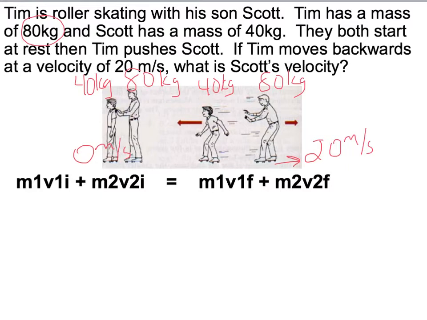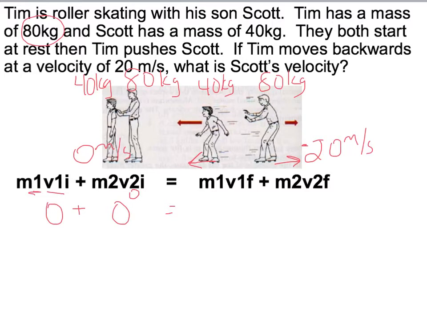Well, if this is backwards at 20 meters per second, we're going to have to set some positives and negatives here. So, let's set Tim's velocity backwards at 20 meters per second. And we know that Scott is going to move the other way. And we're all set. And this looks pretty complicated, but it's actually not too bad. So, Scott's mass is 40 kilograms, but his initial velocity is 0. So his initial momentum is 0. Tim's initial velocity is 0, so that makes his initial momentum 0.